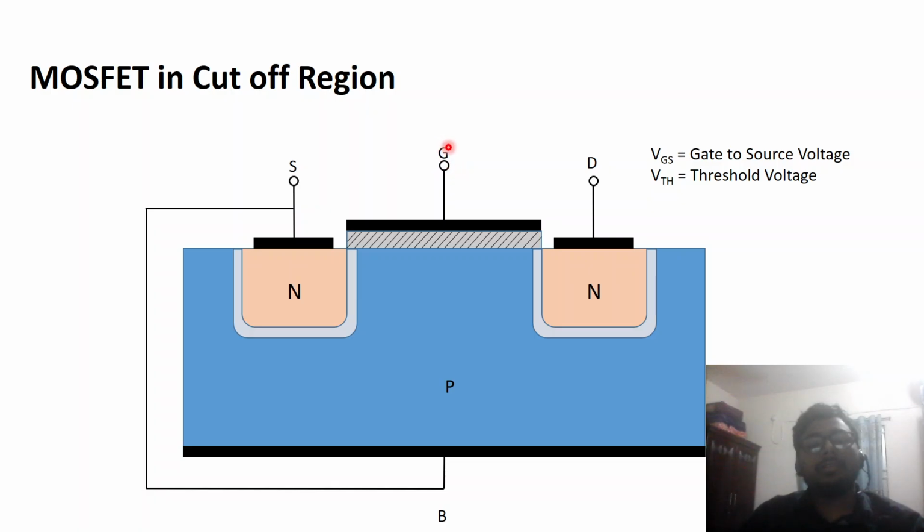Now, if we increase the gate voltage with respect to the source or body, then positive charge will start to accumulate near the gate terminal, and this will push down the majority carrier, which is holes of the p-type substrate, and the minority carrier of the p-type substrate will start to accumulate here. If we increase VGS further, the negative immobile ions will be uncovered and take place here. And this is how the channel is formed between source and drain.